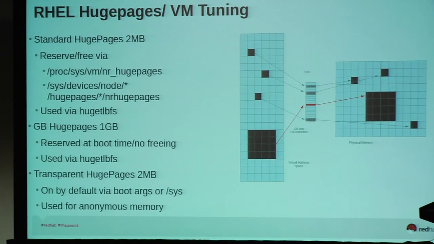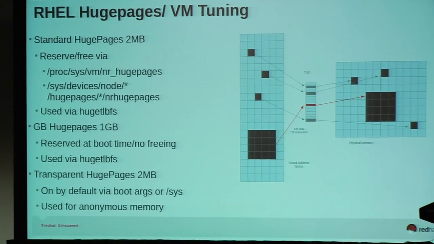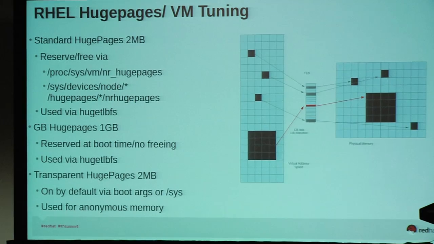The next thing I want to talk about here is Hugepages. The Intel x86 architecture supports 3 page sizes: 4 kilobytes, 2 megabytes, and 1 gigabyte. And we allow control of those through a couple of different ways.